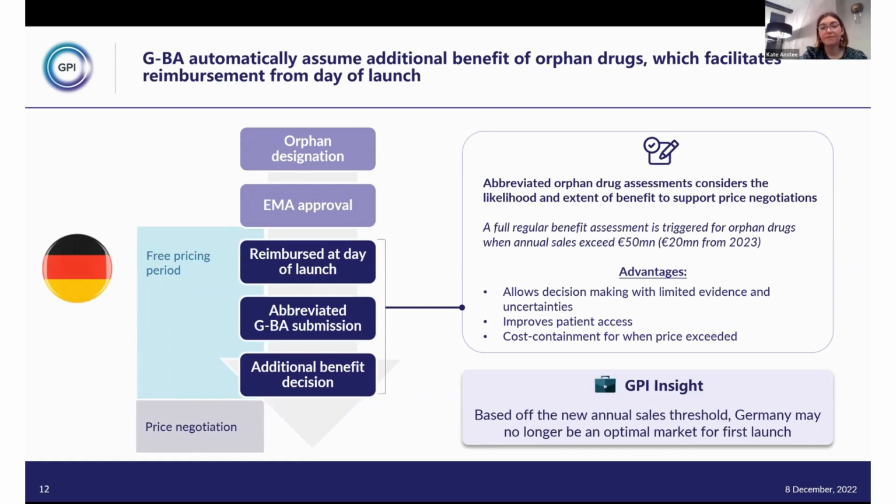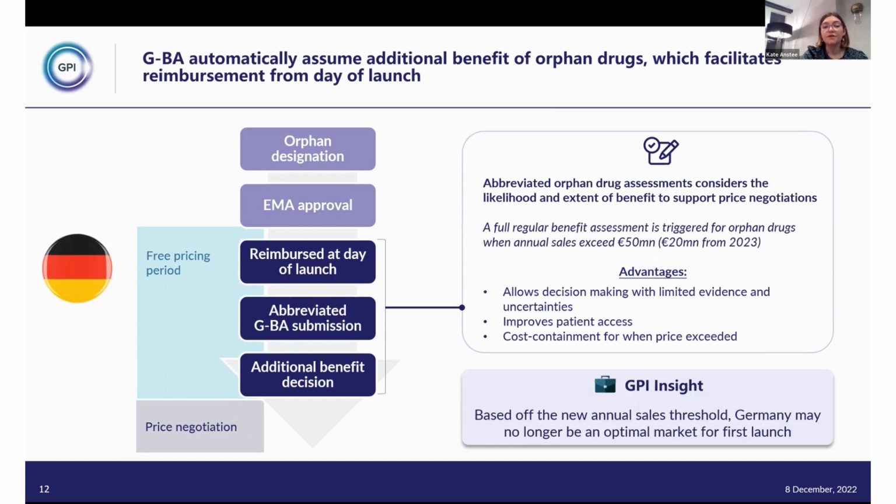Finally, Germany has been a first launch market for many years. The free pricing period and automatic reimbursement at day of launch for orphan products is a great incentive for manufacturers. The assumption of additional benefit for orphan drugs allows the GBA to make reimbursement and price decisions on the likelihood and extent of benefit based on this uncertain clinical evidence.